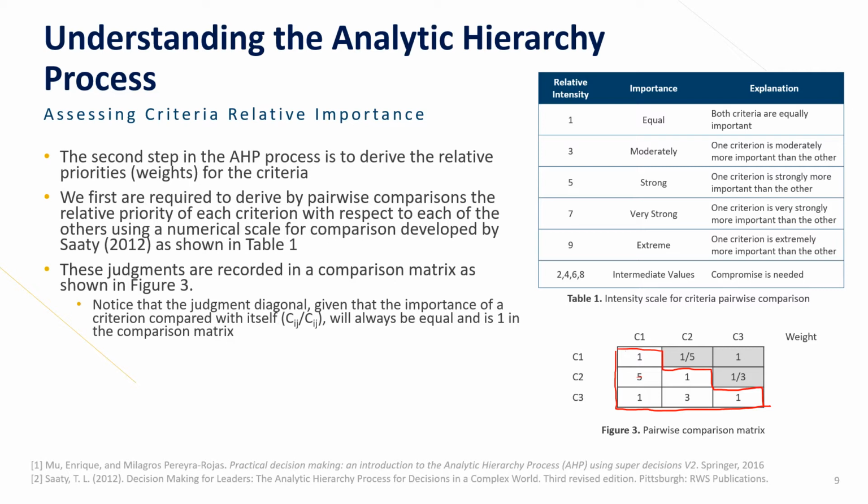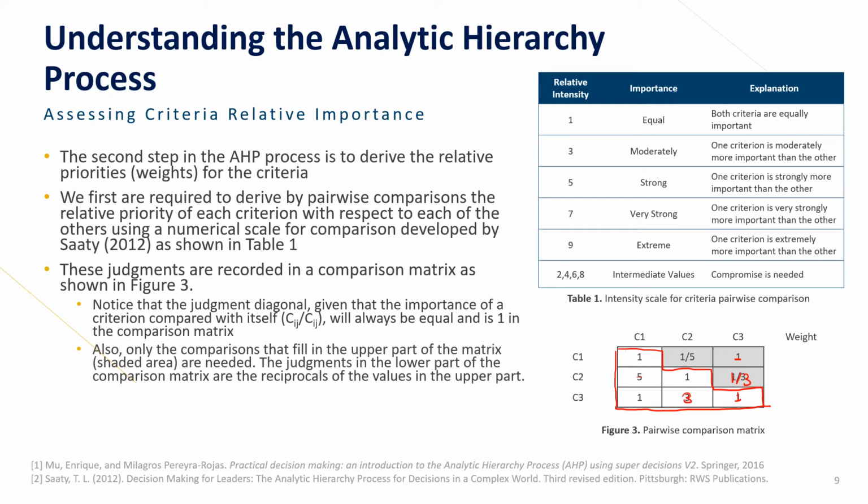Let's see, like 1 and 3. Criteria 1 and criteria 3 are equally important, so you put 1 here. Okay, 1, so here should be 1 as well. And then 2 and 3, let's say here they said 2 is moderately more important, so this one is 1 divided by 3, and this one should be 3 here. So only the comparison that we put on the upper part of the matrix or the shaded area, like I explained earlier.